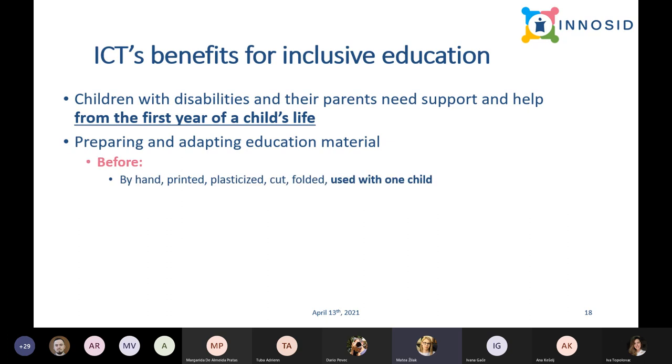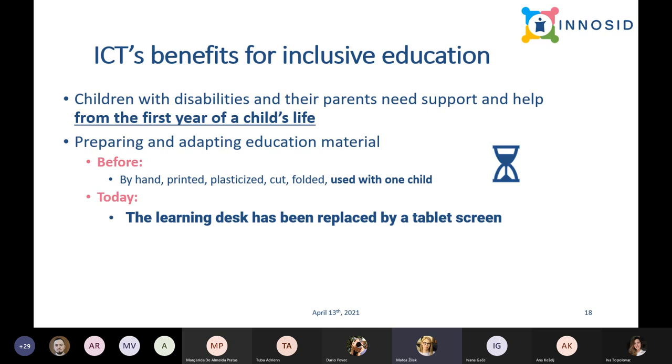So before, parents spent a lot of time, it was really time consuming to prepare materials and adapt them to their children. Each material had to be prepared either by hand or on a computer, then printed, cut, folded, and then probably used only with one child. But today, we can say that the learning desk has been replaced by a tablet screen.